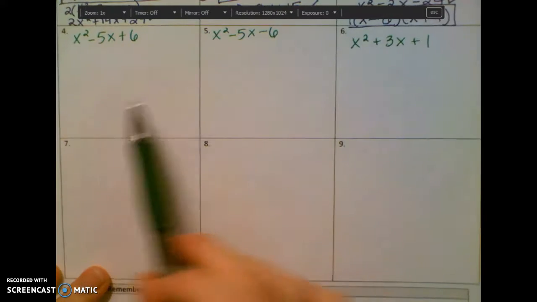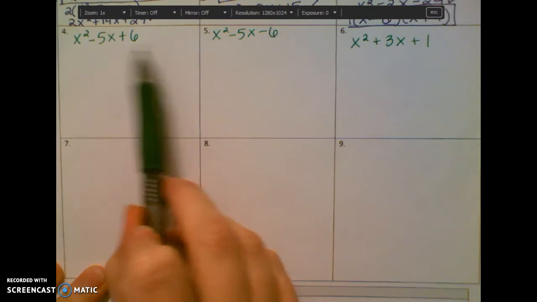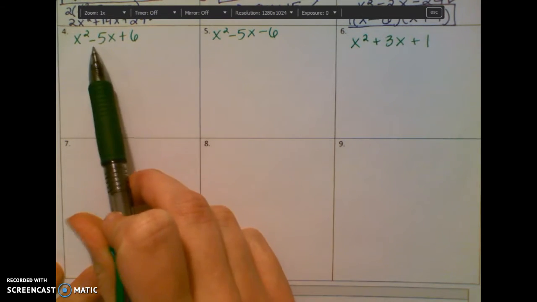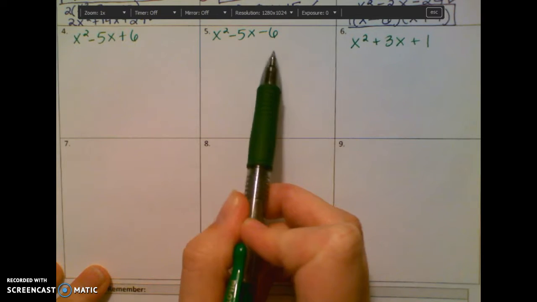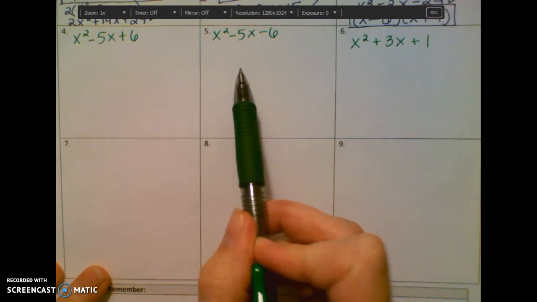Okay, I've got the next three problems that I'd like you to try out. Before you do that, I just want to point out that 4 and 5 look very similar. They've got all the same numbers and letters, but the signs are slightly different. So we should not get the same answers for those. So go ahead and try out 4, 5, and 6.